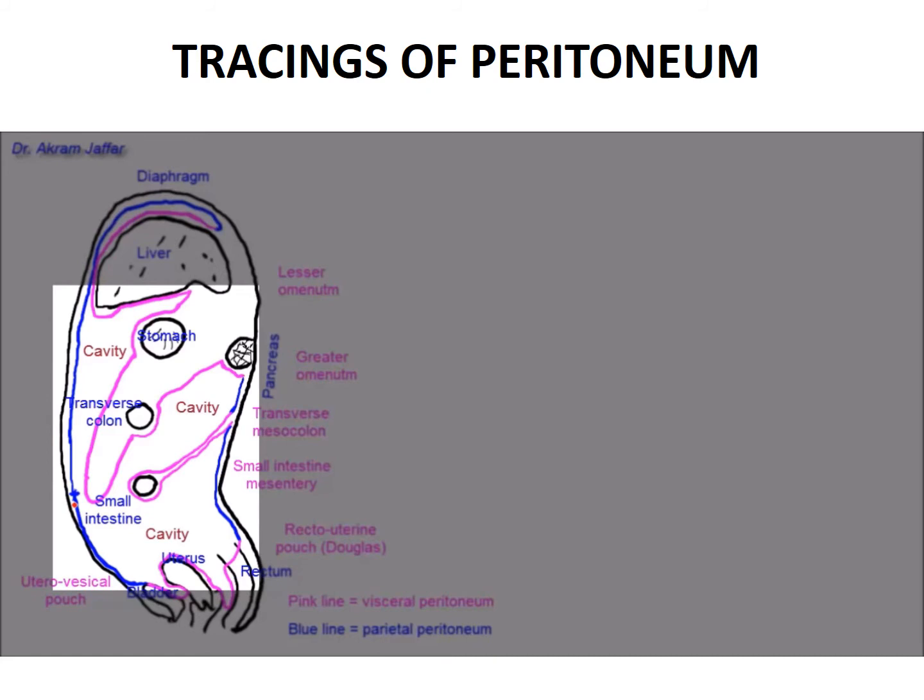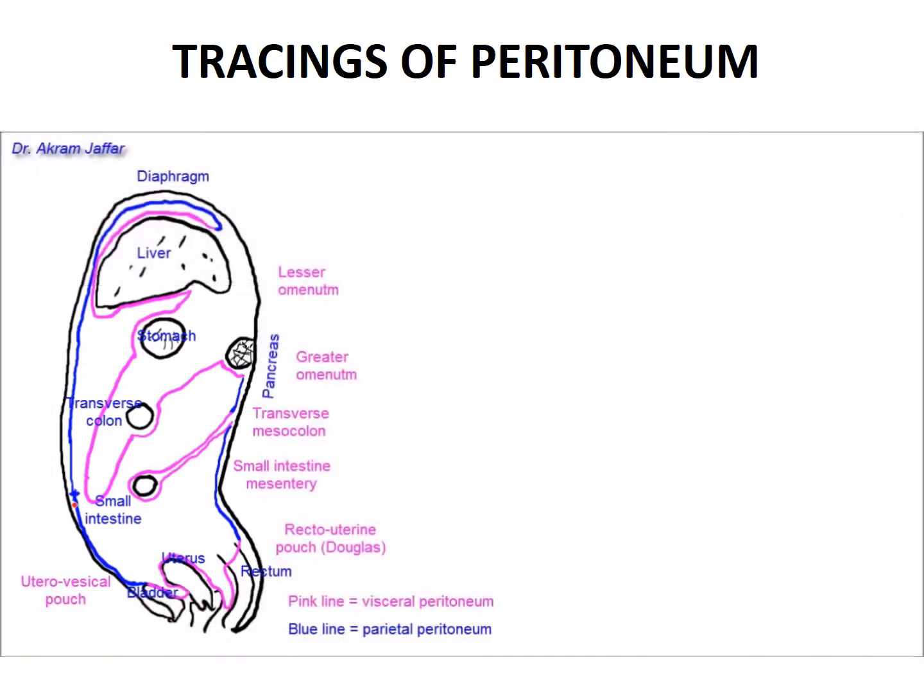It is exaggerated here in this diagram, otherwise it is a potential space, and the two layers are, in many places, opposed to each other. Where there is a double layer of peritoneum, as we see here in the small intestine, it is called mesentery, sometimes it's called ligament, sometimes it's called omentum, like here in the lesser omentum and the greater omentum.